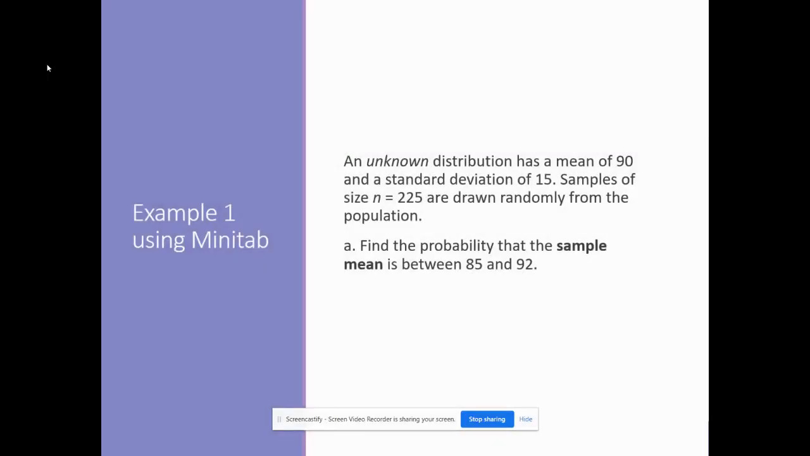So let's talk about how we can do these kind of problems in Minitab. Say you have an unknown distribution that has a mean of 90 and a standard deviation of 15. Samples of size n, which is sample size 225, are randomly drawn from the population. Now it wants me to find the probability that something is between 85 and 92. All right, this is different than what we did with a normal distribution. So let's talk about it in steps.